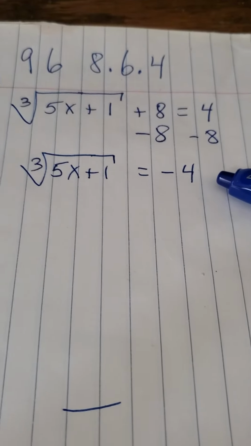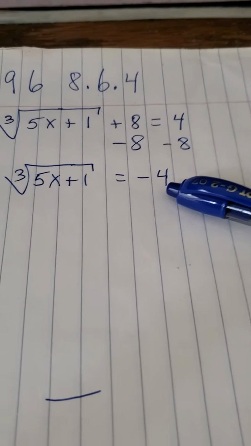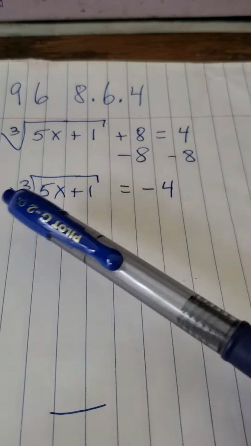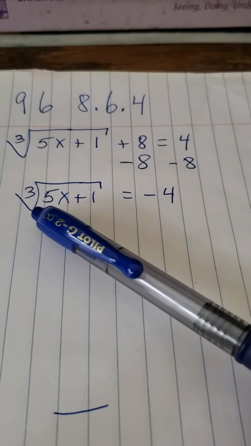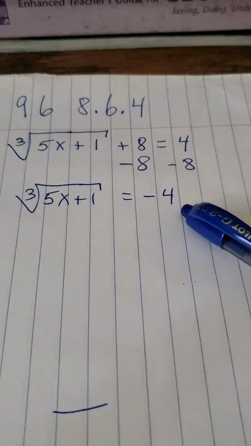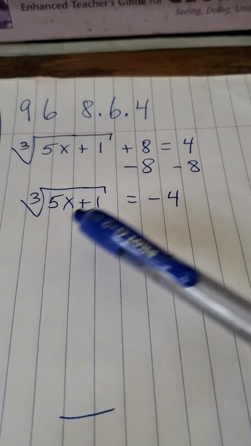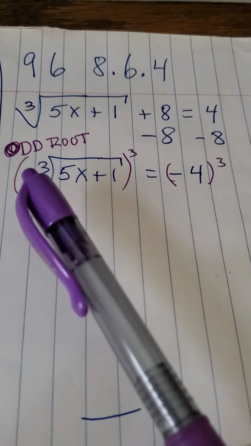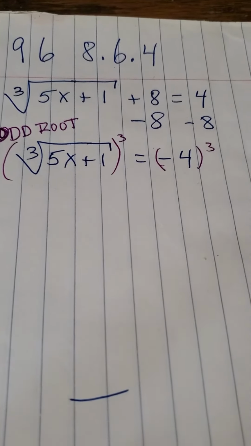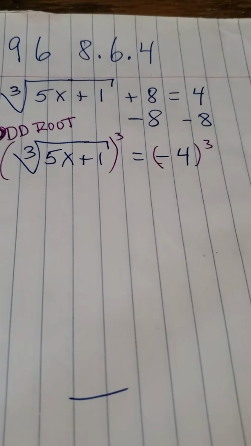Now, I made a very big point in a previous video that when you have a negative number here, it's a bit that makes it no solution. But that's when it's an even power, like a square root or even a fourth root. But if it's an odd power, then there's no problem having a negative. So all I'm going to do is raise both sides to the third power. Because we have an odd root, I could raise both sides to the third power and just carry on as usual.